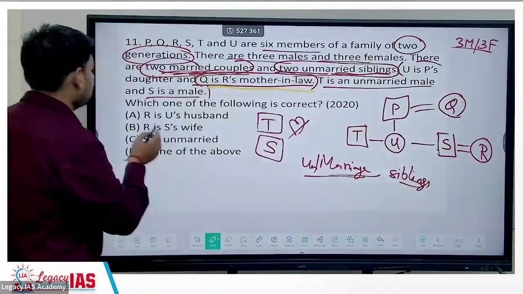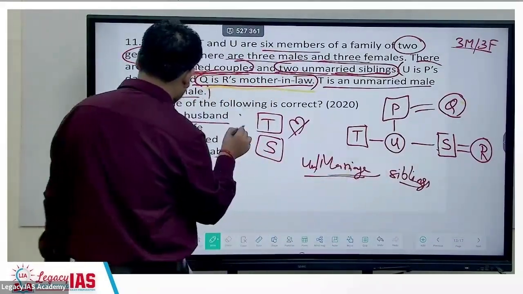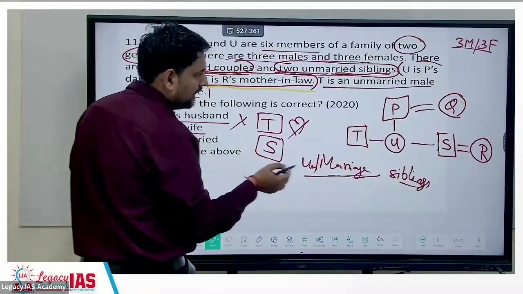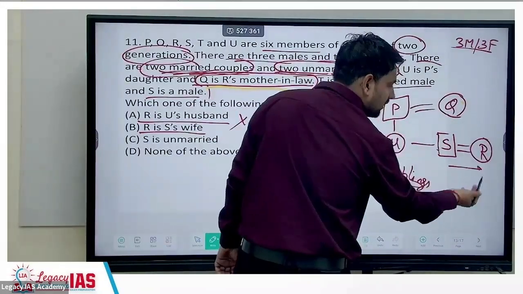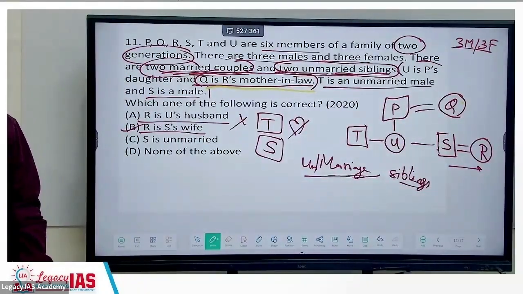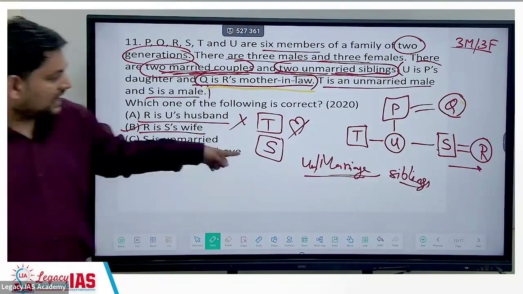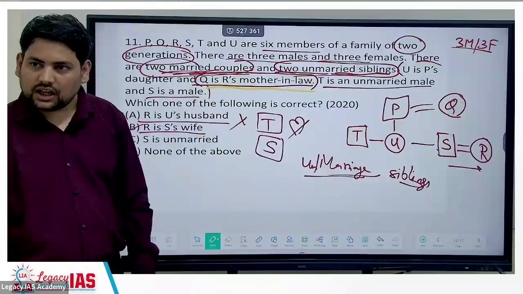Now read the options. R is U's husband? No. Then R is S's wife. R is S's wife. This is true. This is the final answer. Because S has to be a male.